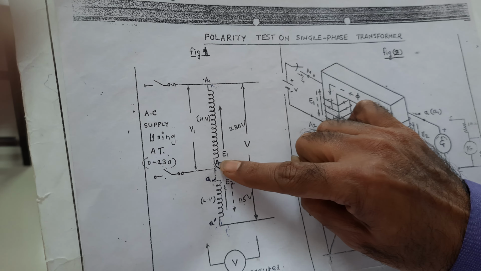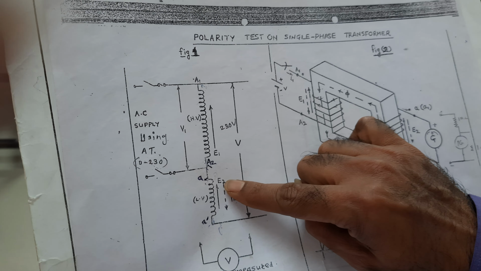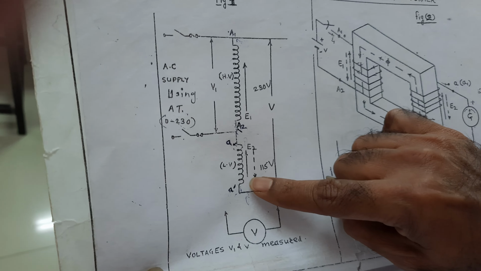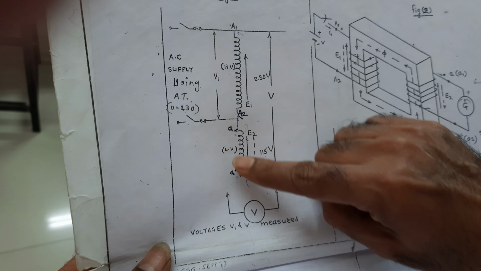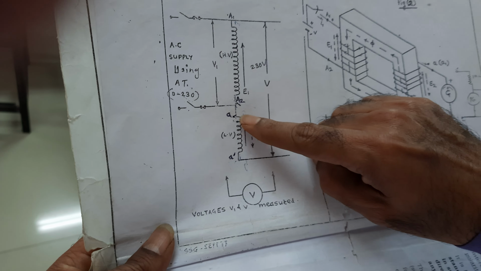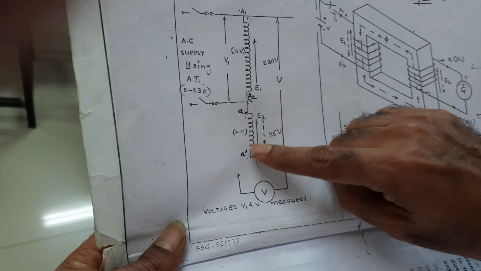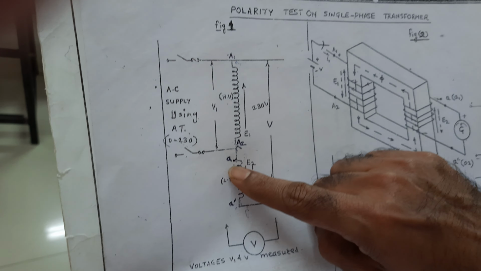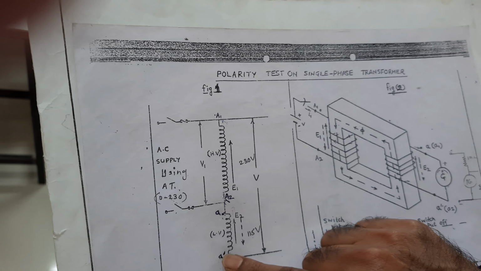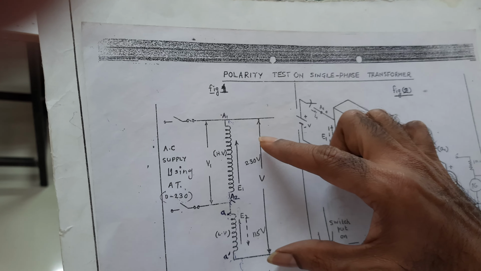Now at the same time, the EMF induced in the secondary, which will be the mutually induced EMF E2, is going to act in a direction either from A dash to A or from A to A dash. Now we have to decide whether this is going to be in the direction from A dash to A or A to A dash, depending on the polarity, whether this small a is A1 and A dash is A2. So that can be decided by either additive polarity or subtractive polarity.